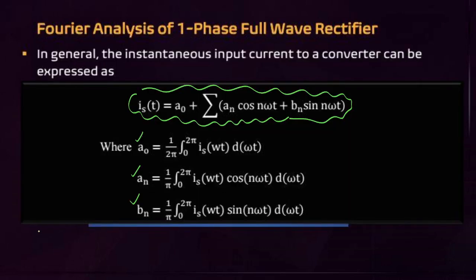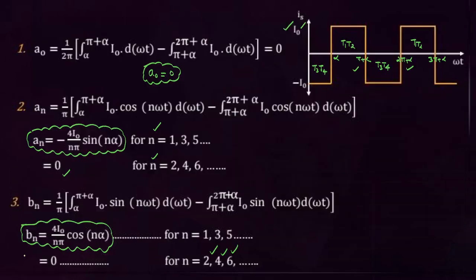If you apply the Fourier analysis, then this is the representation of the instantaneous current expression. Then you have to calculate A0, An and Bn values for the square waveform. If you calculate, A0 equals 0. This is also important, sometimes they will ask A0, An, Bn values also. This is the An value. An exists only for odd harmonics, and for all the even harmonics it is 0. Bn also exists only for odd harmonics, and for all the even harmonics it is 0. This is the Bn value.